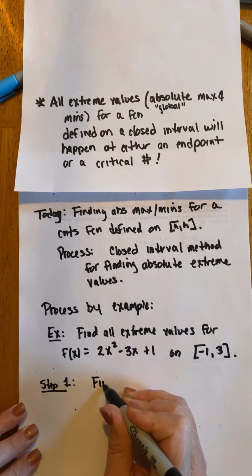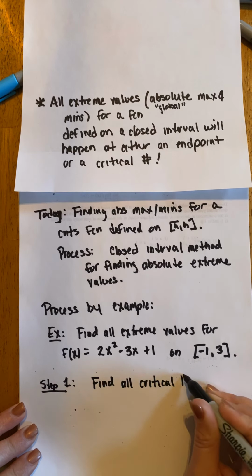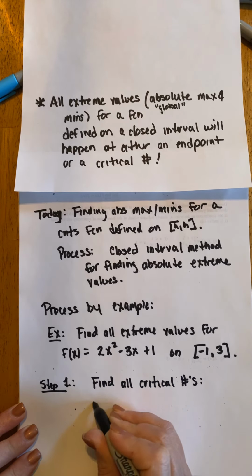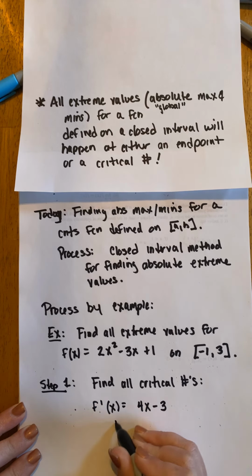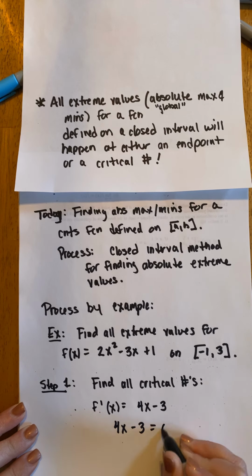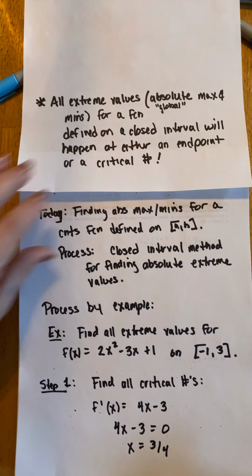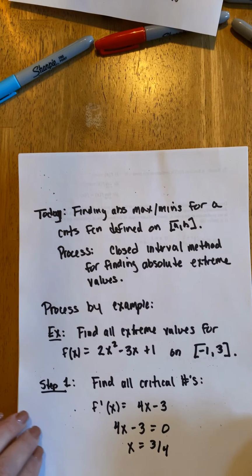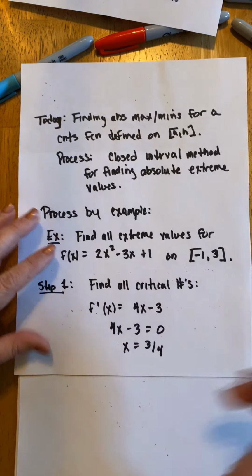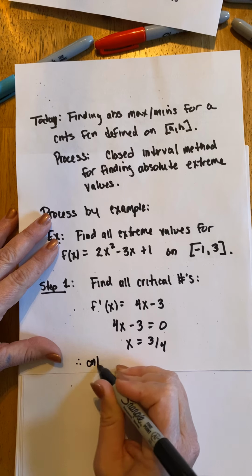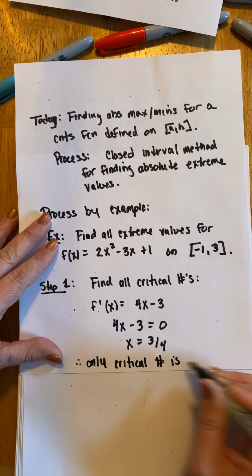Find the critical numbers. So we take the derivative, set it equal to 0. So 3/4 is a critical number. And then we also determine where this function's undefined, and seeing its derivative is linear, it's defined everywhere. So therefore, the only critical number is 3/4.